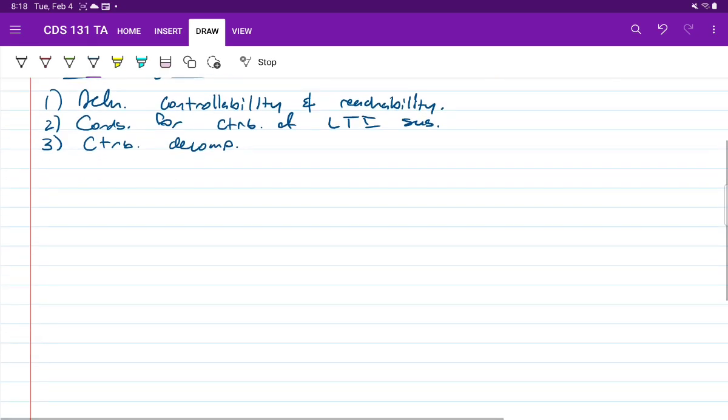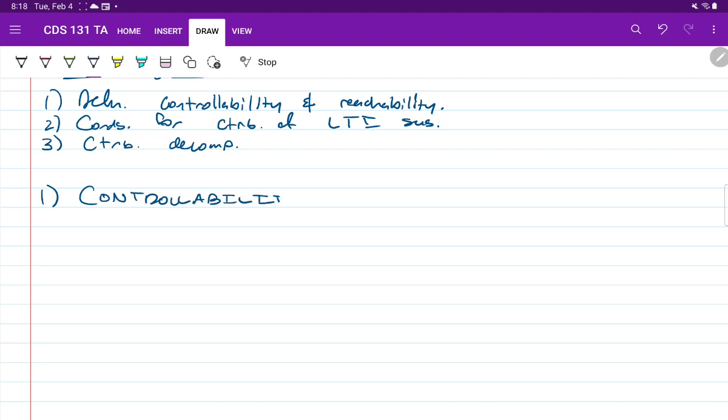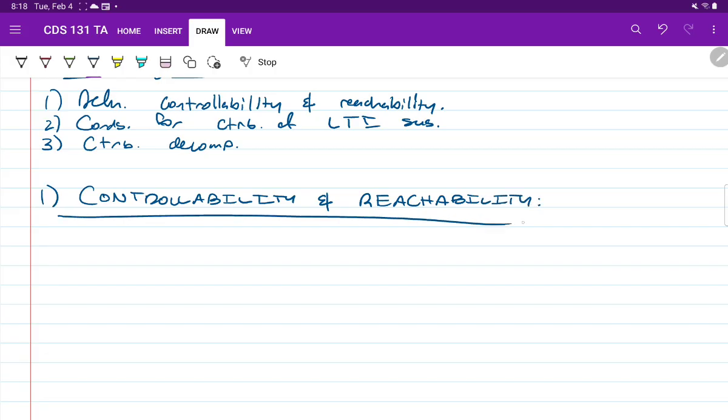Fantastic. So let's get right into it and start talking about what controllability actually is. Controllability and reachability. I want to start by setting the stage a little bit for where we currently are in our class.